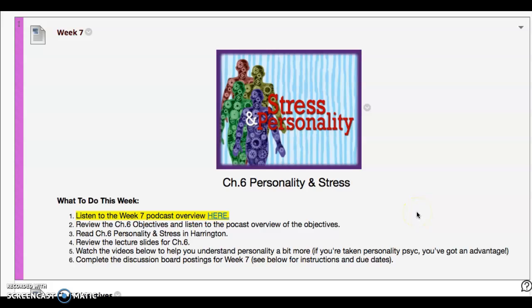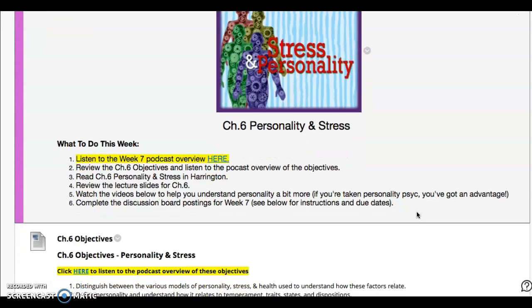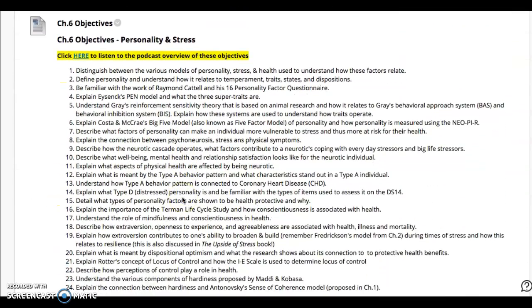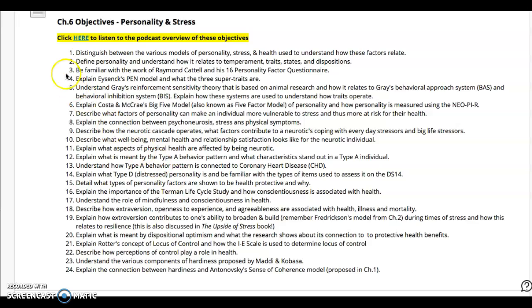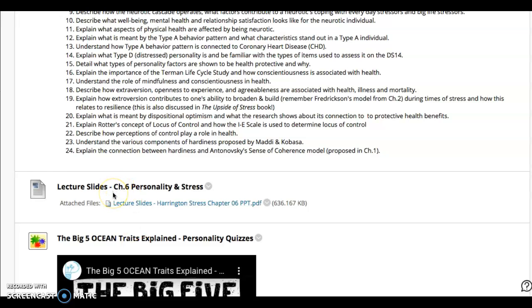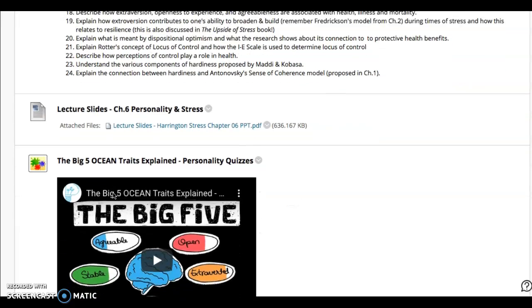This is the podcast overview for week 7. We will be covering chapter 6, personality and stress. So here's the to-do list for the week. Here are the objectives for the chapter. You can click here to listen to a podcast overview where I go over each one of these concept areas. Here are the lecture slides that go with the chapter.